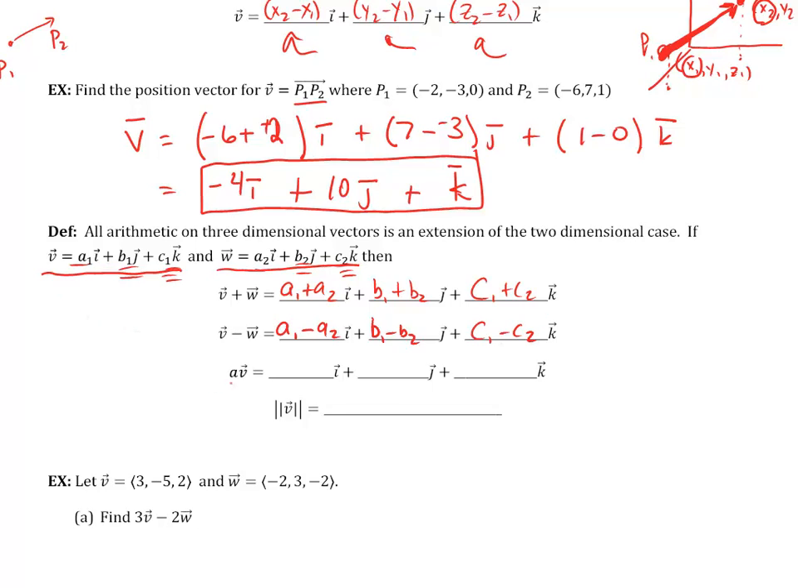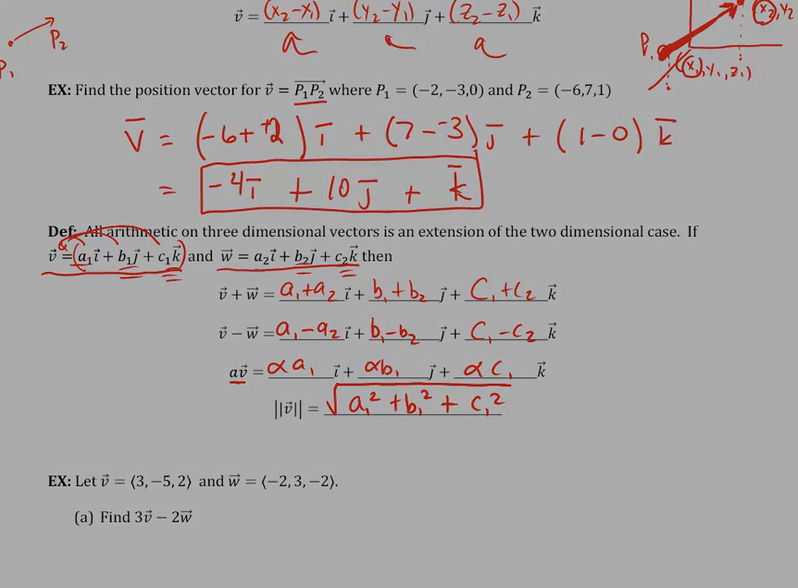If you want to take vector v and multiply it by alpha, guess what happens? You just distribute it. So alpha a1, alpha b1, alpha c1. And then last of all, the length of the vector is almost exactly as the length or magnitude it was in 2 dimensions, a1 squared plus b1 squared, but you've got a third component, which is c1 squared. That's how you find the length of the vector.